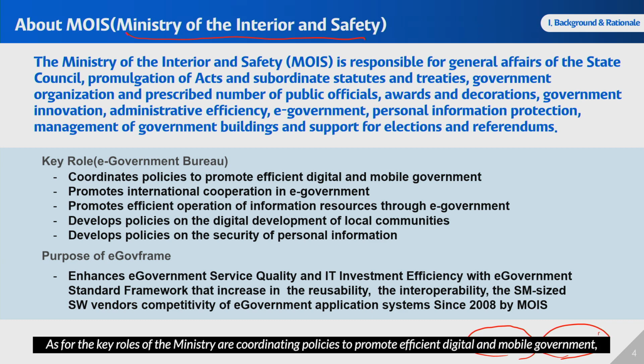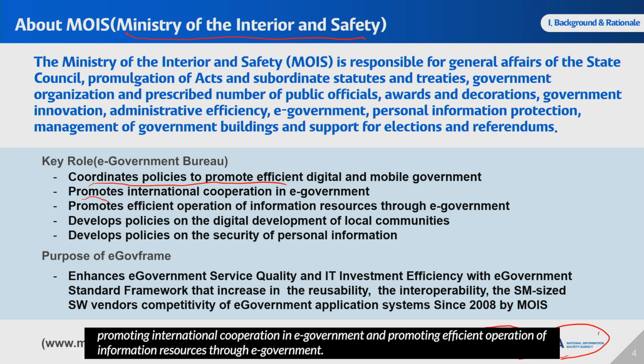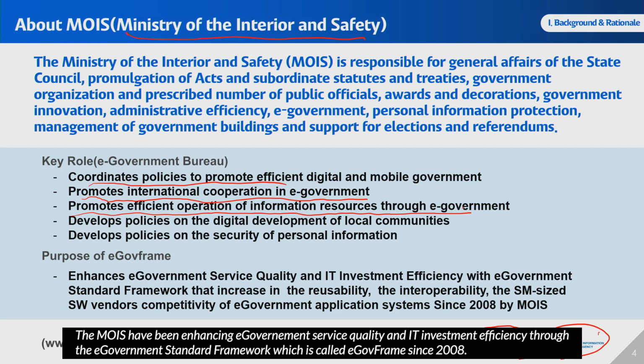As for the key role of the ministry, they are coordinating policies to promote efficient digital and mobile government, promoting international cooperation in e-government, and promoting efficient operation of information resources through e-government. The MOIS has been enhancing e-government service quality and IT investment efficiency through the e-government standard framework, which is called eGovFrame, since 2008.